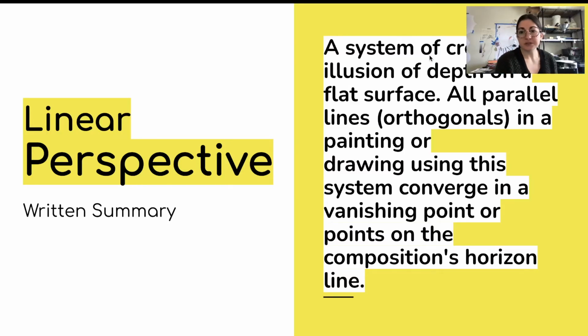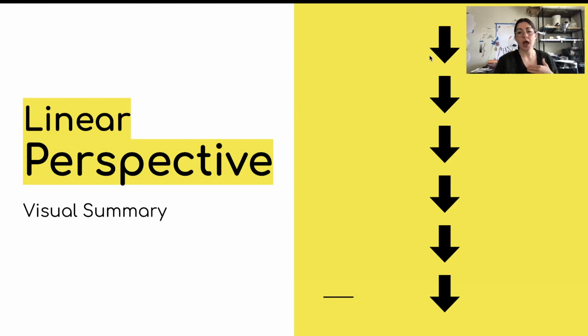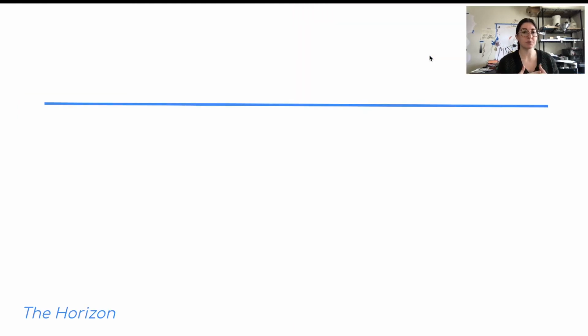Now, linear perspective, you've most likely seen this or even drawn this in an art class. This is essentially talking about creating a system of lines and points with which you create the illusion of depth on a flat surface. So we're going to start talking about how to create these systems of convergence using vanishing points and a stable horizon line. So let's look at some visual examples.